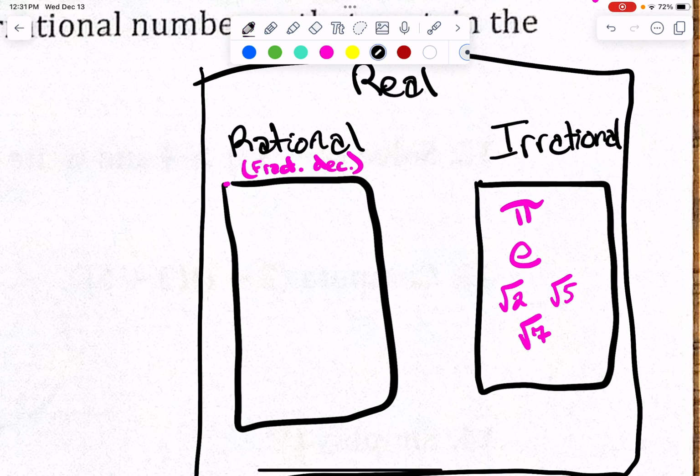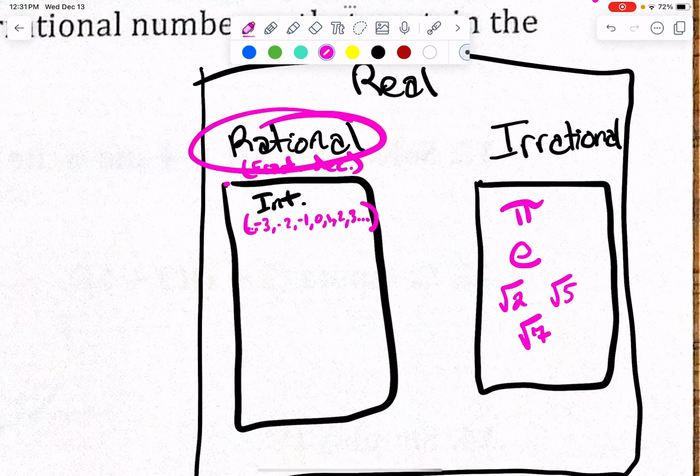Okay, underneath of the rational numbers, we have the integers. Okay, integers are -3, -2, -1, 0, 1, 2, 3, etc. So any decimals, like 1.25, that would be rational, but that would not be an integer. Okay, so that's where the decimals taper off, and these are positive, negative whole numbers.